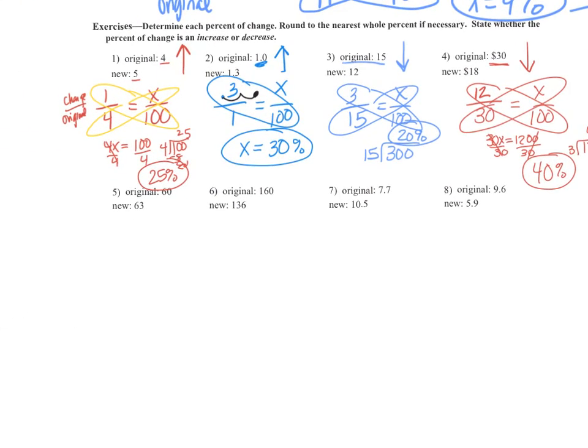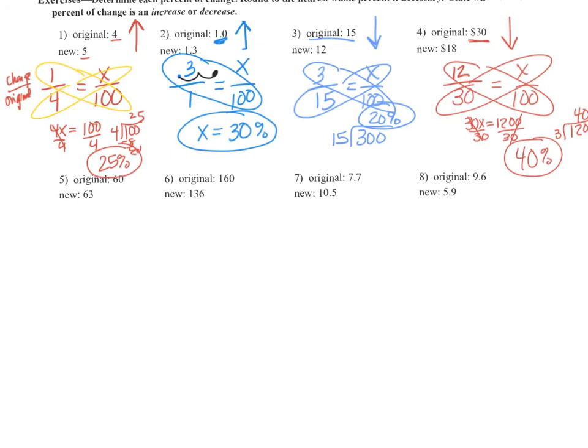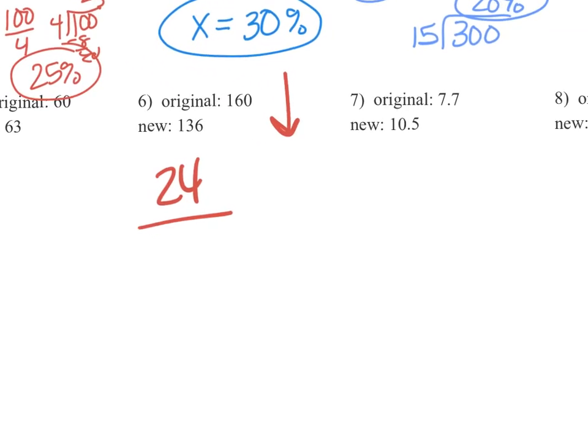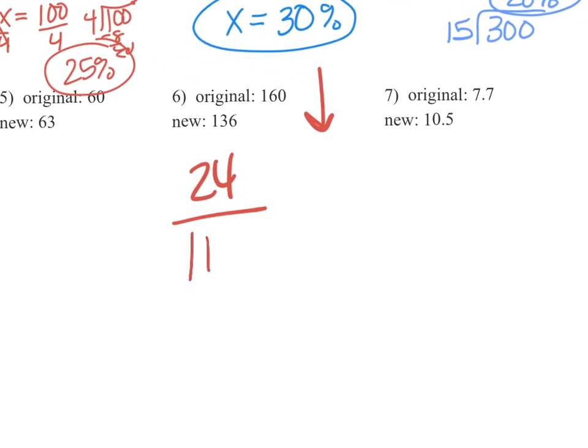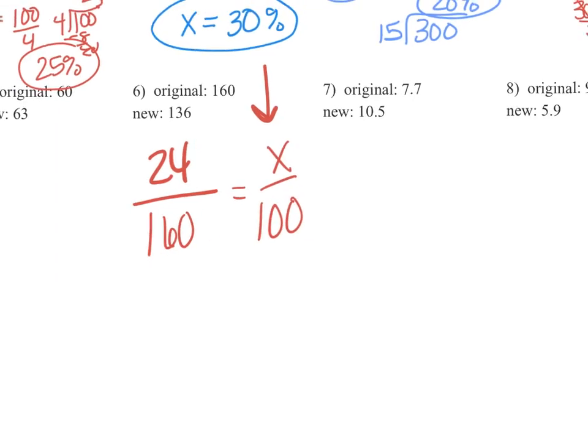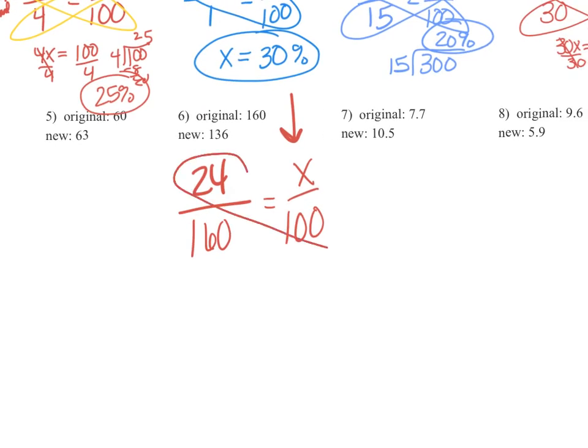Okay, we'll skip around. We'll look at number 6. So the original was 160, the new was 136. So did it increase or decrease, first of all? Decreased by 24. And so we want to put that number on top of the original amount, which was 160. So x over 100. So if we cross multiply and divide, that's 2400.